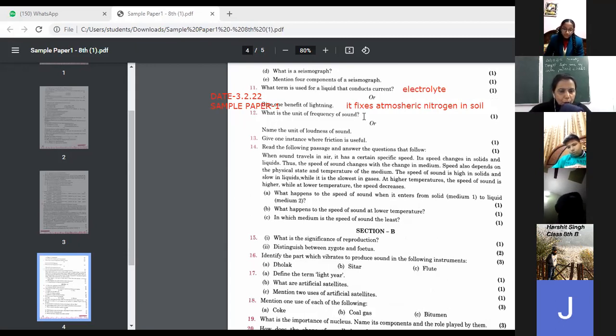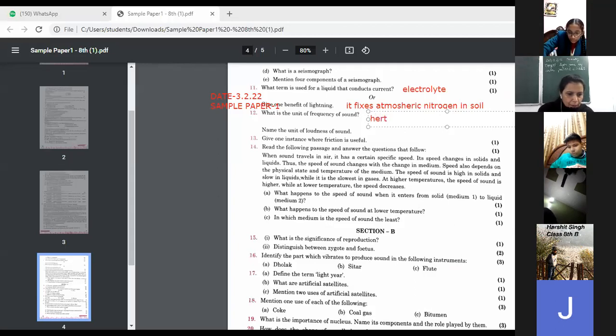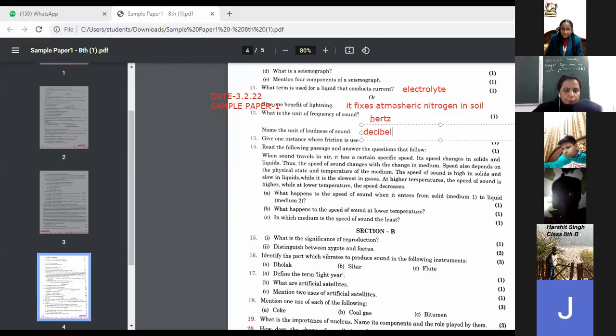What is the unit of frequency of sound? Ma'am, hertz. And loudness? Ma'am, decibel, dB. Decibel. Next to loudness we write decibel. So you don't need to confuse loudness of sound with the frequency of sound. Now, next question number 13.